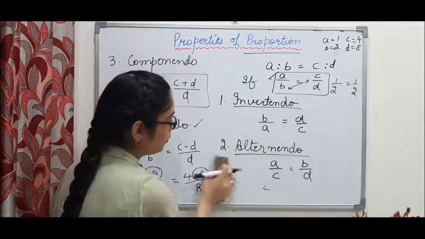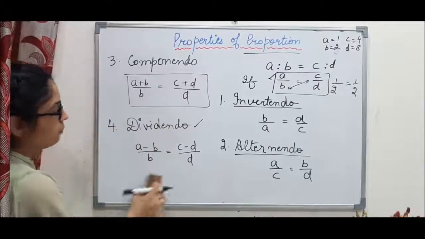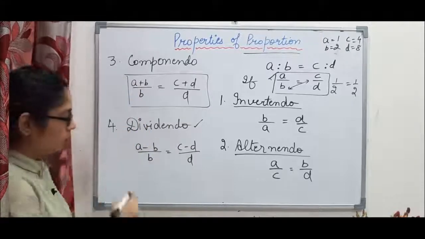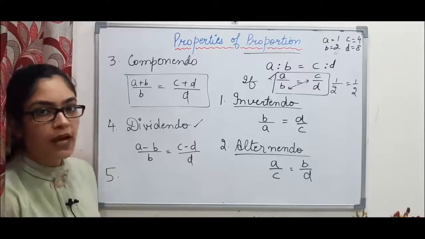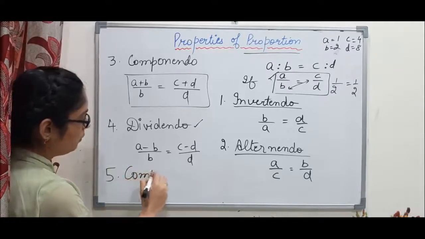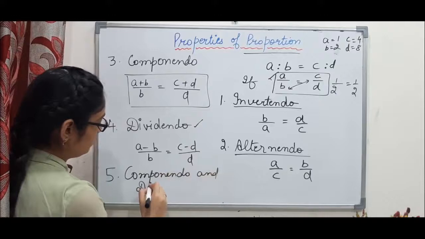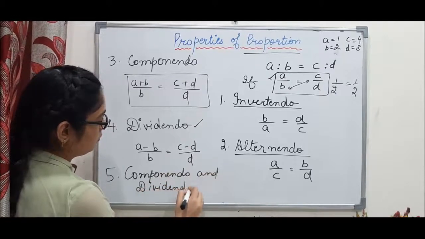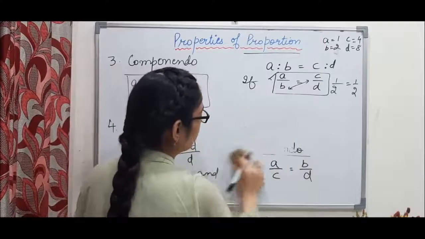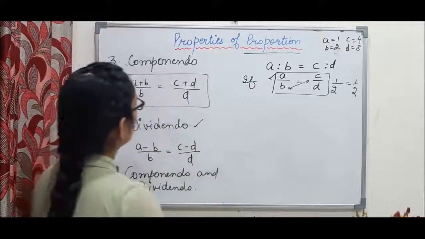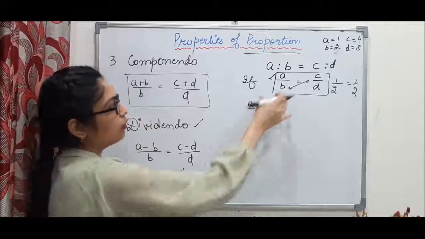So let's do the last property. See, the last property is a combination of the third and fourth properties. So all together we will use both of these properties. So the name is also componendo and dividendo. So how to write it? According to componendo, we know A plus B by B.